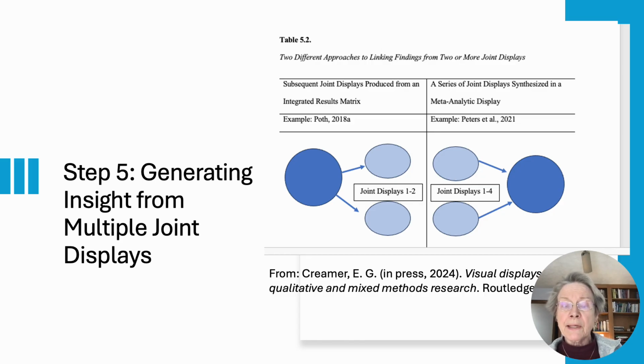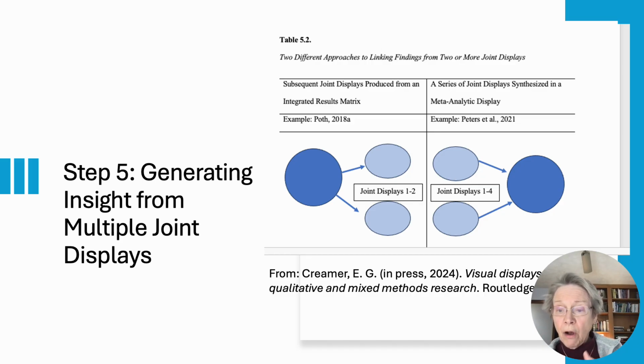and listing some examples. So one way is essentially the idea of you take pillar integration, center column, the big blue circle, you generate themes, and then you pursue that theme through more joint displays. You create a joint display for each theme to try and use it to guide further analysis. So that's the example on the left. And Poff has an example of that from 2018.